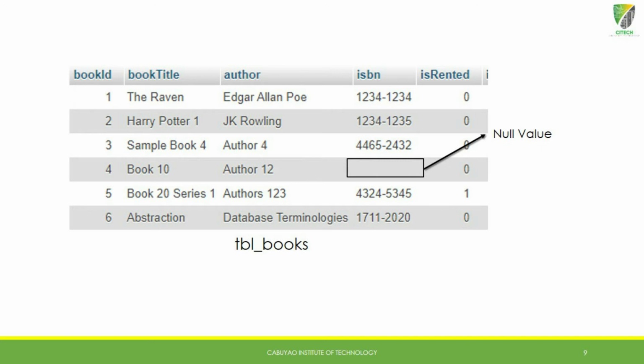Null value. A null value in a table is a value in a field that appears to be blank. A null value is different from a zero value or a field that contains spaces. It literally is blank. None.